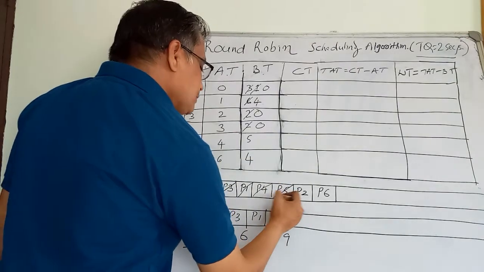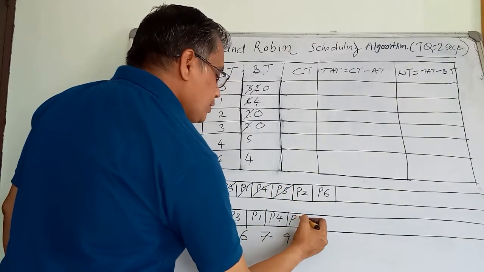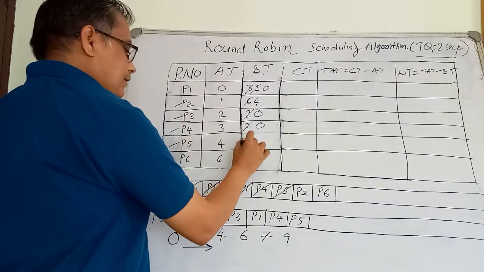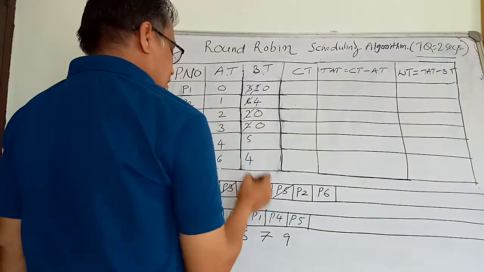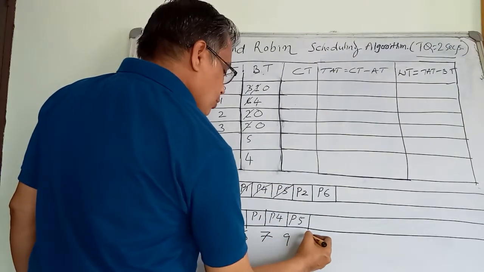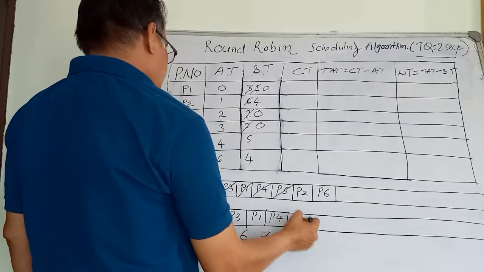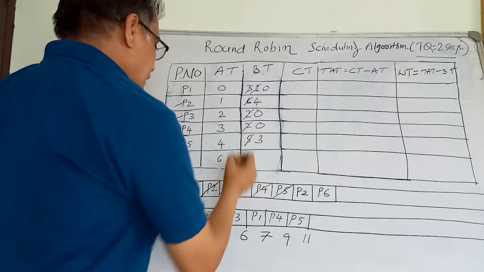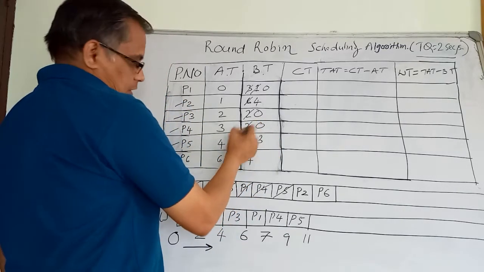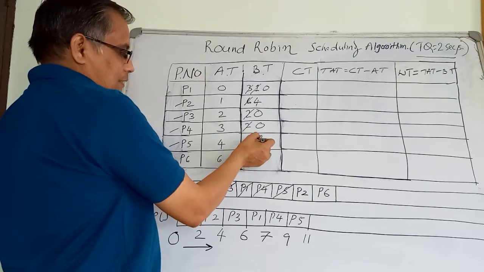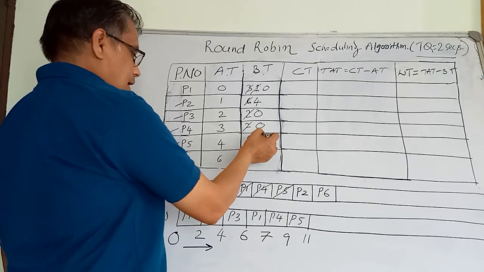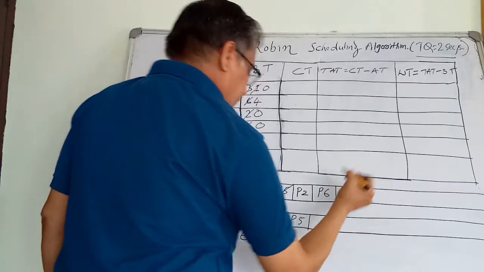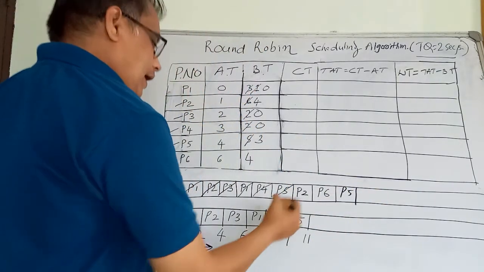Right? Next, P5 comes from the ready queue to CPU. P5. P5 is how much? 5 seconds. That means what? 9 plus 2, 11. That means 5 minus 2 is 3. 3 is remaining. Again you have to bring this P5 because it needs to complete its burst time, that is execution. Okay? That means P5. P5 is brought here. Right?